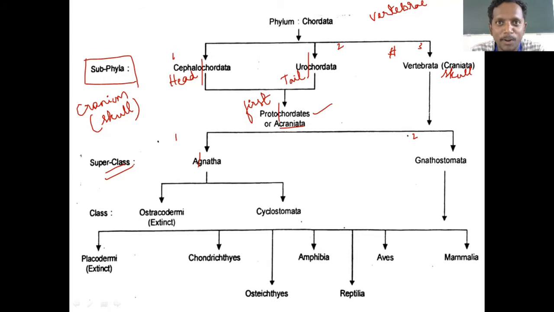Now, agnatha: what does A refer to? Your mind might have said the answer already. A stands for absent. Gnatha is a Greek term meaning jaw. In these animals there is no jaw. There is an absence of jaws in this group of animals or in this superclass. On the other side, gnathostomata. Gnatho, as we already studied, refers to jaw.